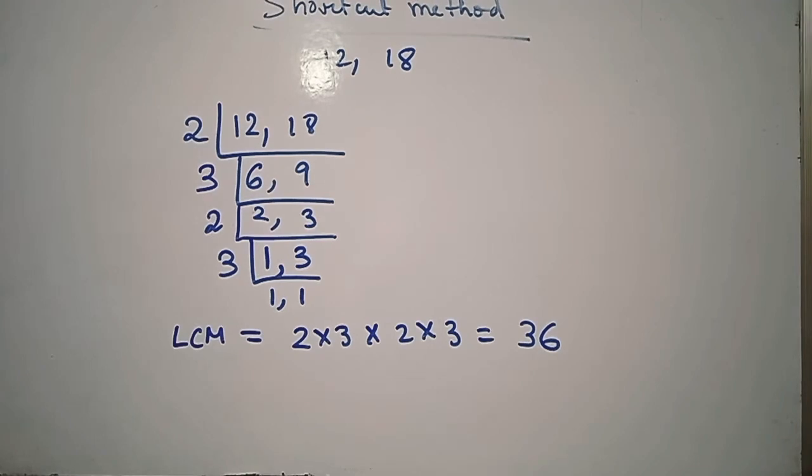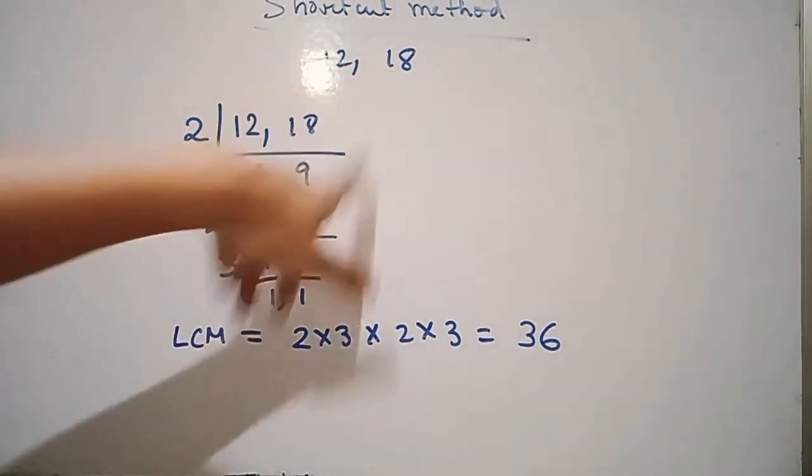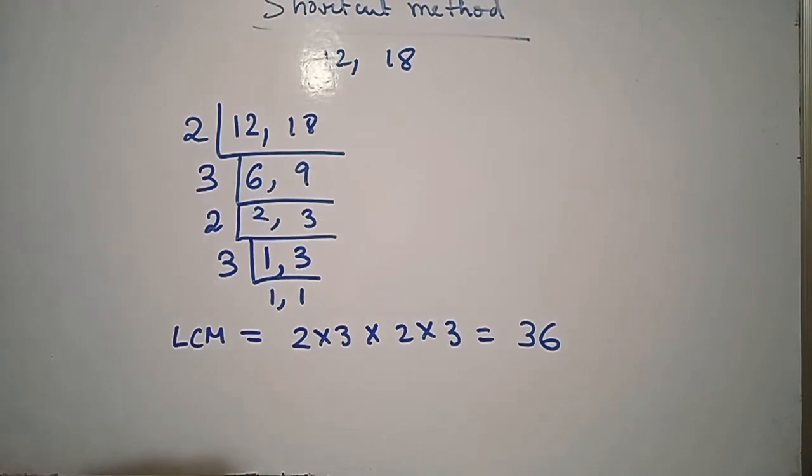So you can recheck your answer. We have already done 12 and 18 using the prime factor method, and there also I got this answer 36, and in this process also I got 36. So my process and my answer are right. You can re-verify this answer using a different method of LCM.